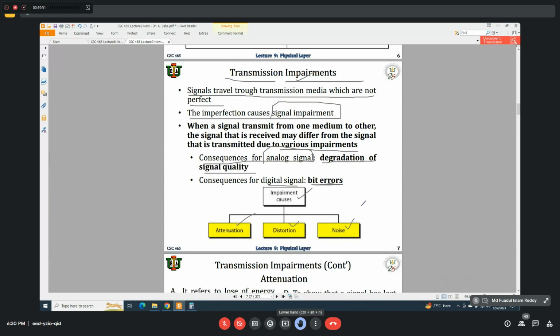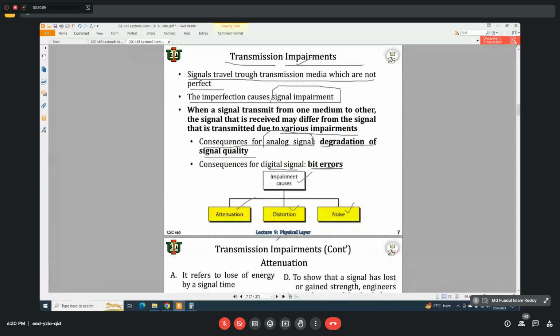Yes, in the case of analog, the signal quality is going to be poor; it is going to get down. And the consequence for a digital signal is bit errors. Clear. So impairment is caused by these three reasons. What are the three reasons?